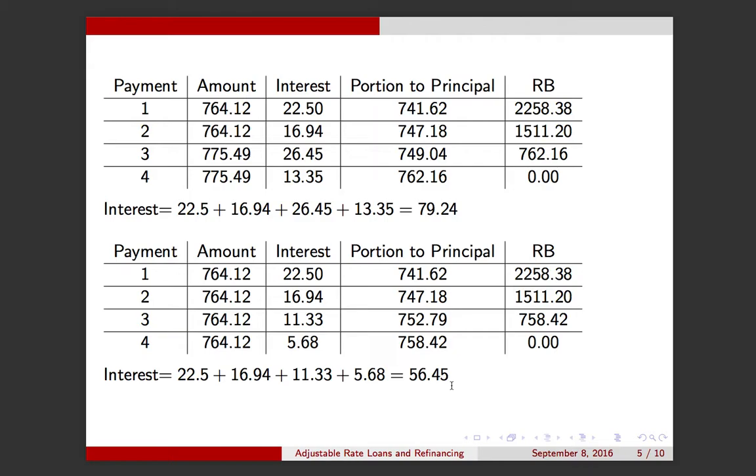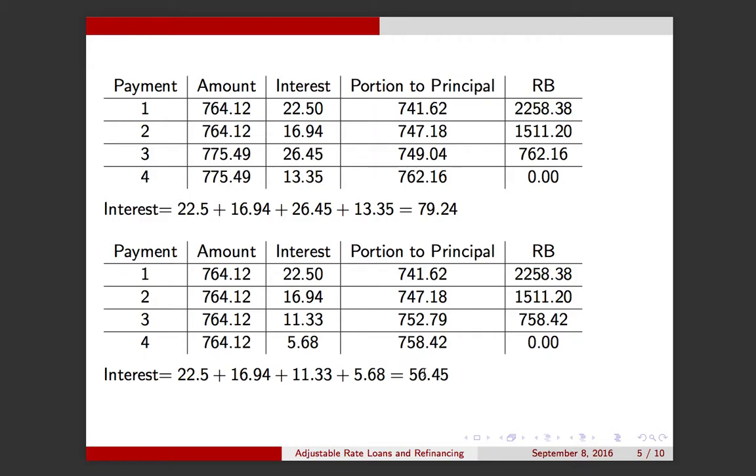So with the interest rate jump, he paid 79 bucks. If there had been no interest rate jump, he paid 56 bucks. So that interest rate jump cost him $23. Okay, so $23 doesn't sound like very much money because it's not a ton of money.